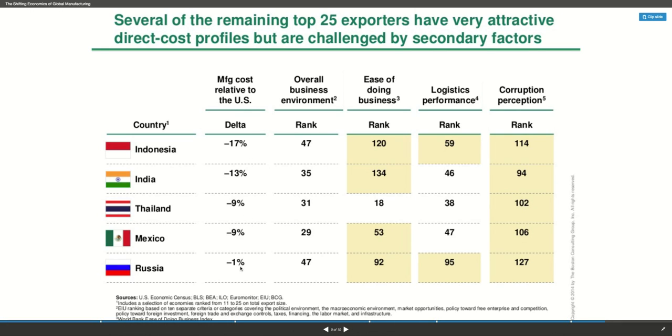That's attractive because you can manufacture stuff there cheaper. The overall business environment seems okay, but then when you look at ease of doing business, the stuff that we should pay attention to is highlighted. Ease of doing business is not very good. Logistics performance is not very good, and corruption perception is also not very good. So these are the challenges. So we know from the title that we should be looking for the challenges, and we see it, it's highlighted.